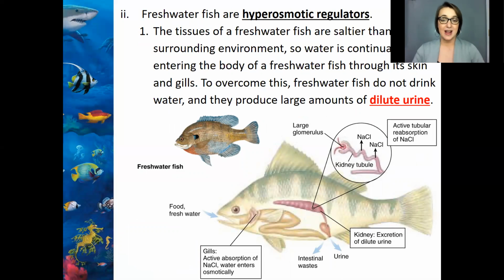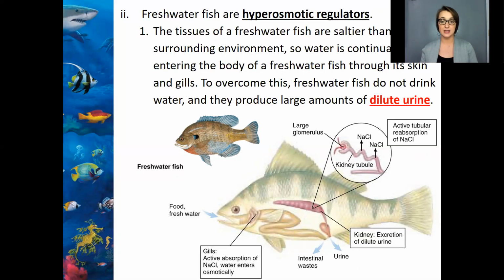Now, freshwater fish, on the other hand, they're going to be considered hyperosmotic. So saltwater is hypoosmotic, freshwater is hyper. Now, they're going to be the exact opposite. So in freshwater fish, their insides and their tissues are going to be saltier than the water they're swimming in. So this would just be like if we hopped into the water, we would probably be considered saltier than the water depending on where it is. So water is, of course, just like with any other type of fish, going to be continuously entering the body through its skin, through its gills, as it eats, as it drinks.